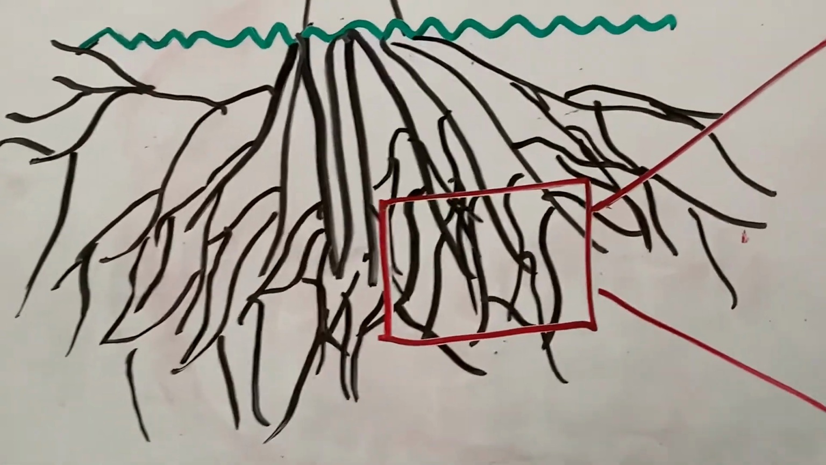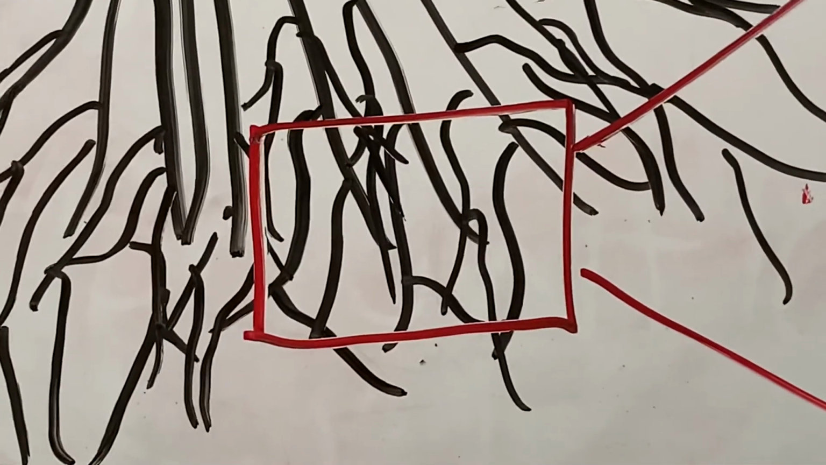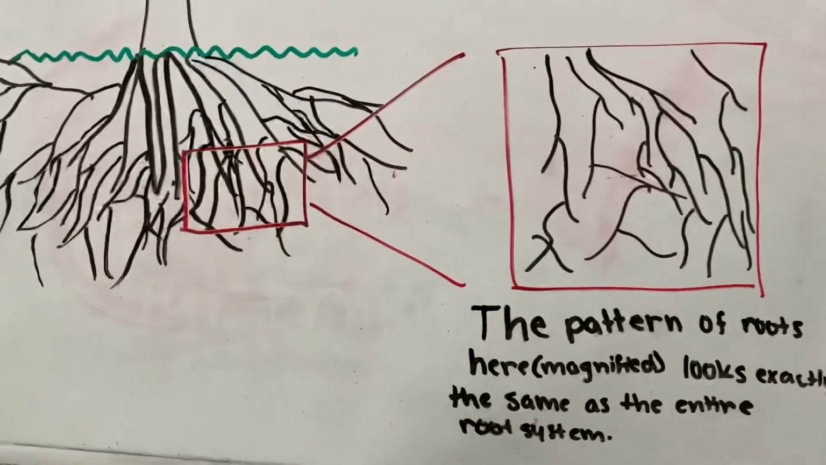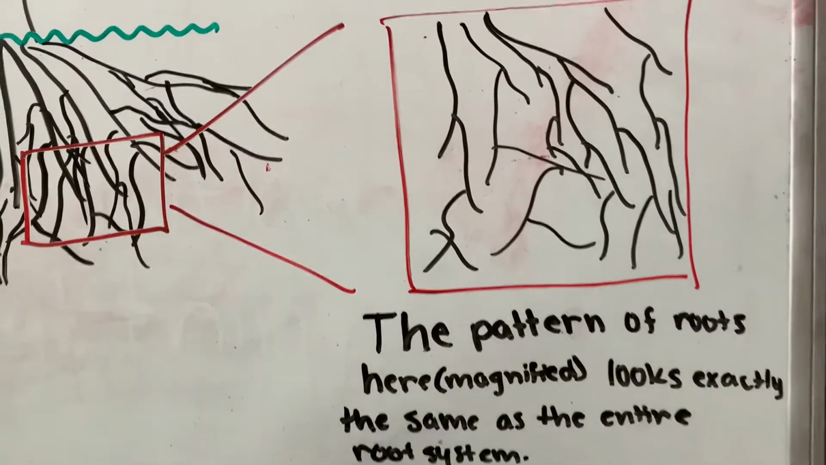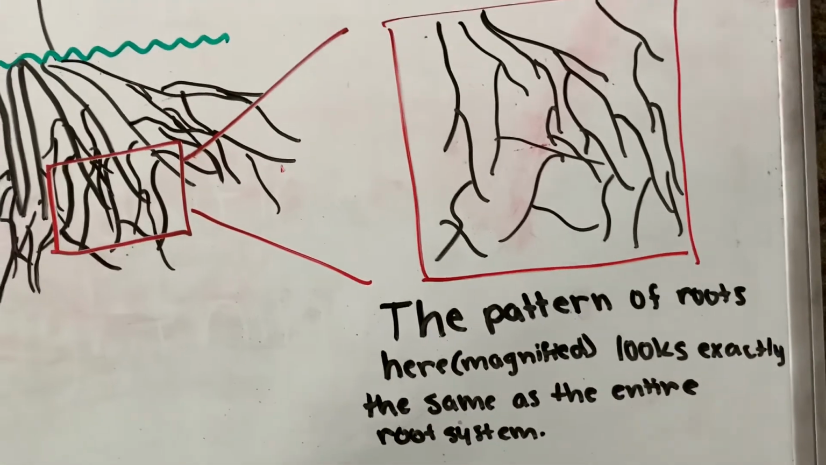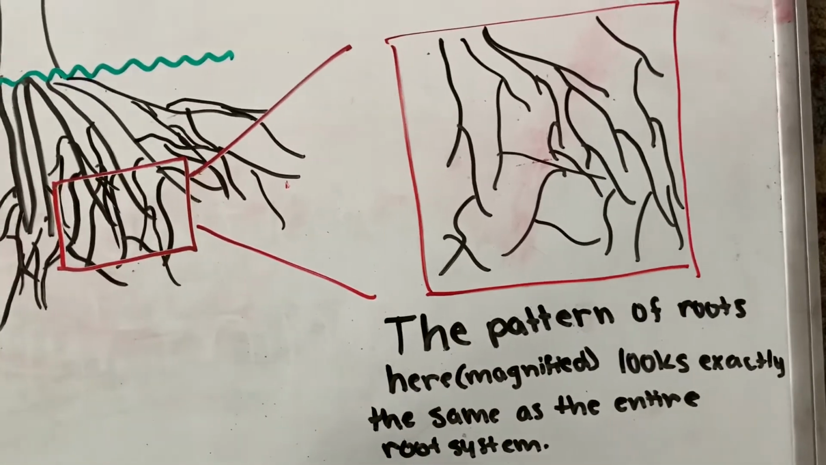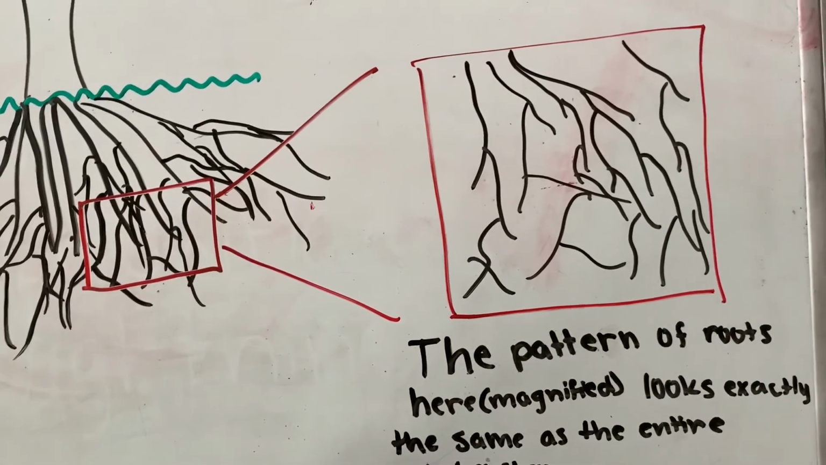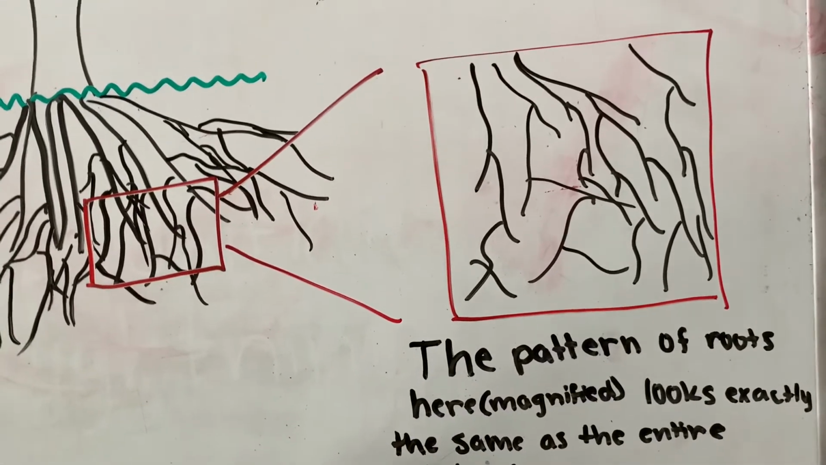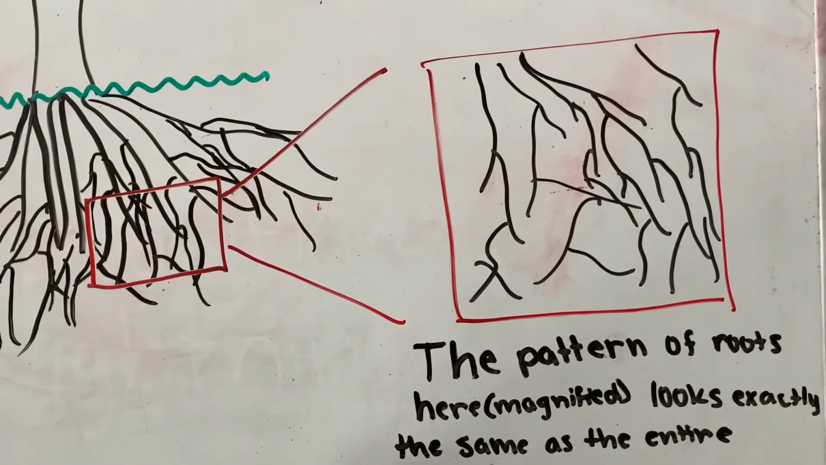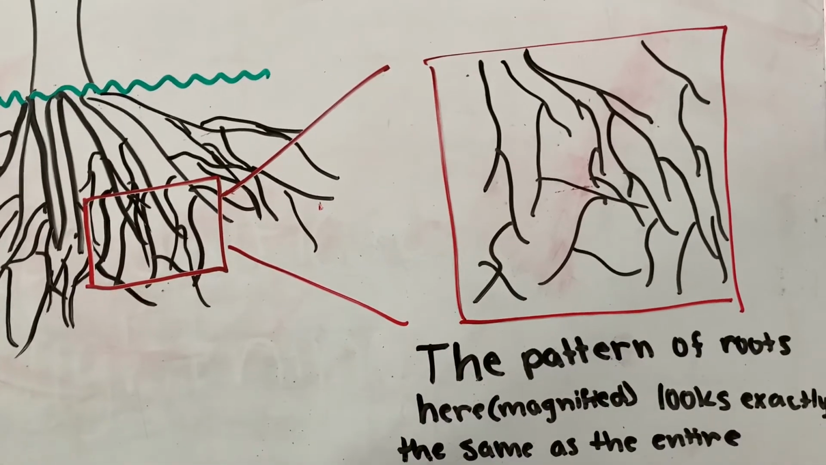So if you focus in here on this boxed out portion, the magnified portion, you can see that it looks very similar to the whole thing. The pattern of roots here looks exactly the same as the entire root system, theoretically, because it is a fractal. Now in nature, it doesn't continue infinitely, so it's not going to look exactly the same, but in theory it does.